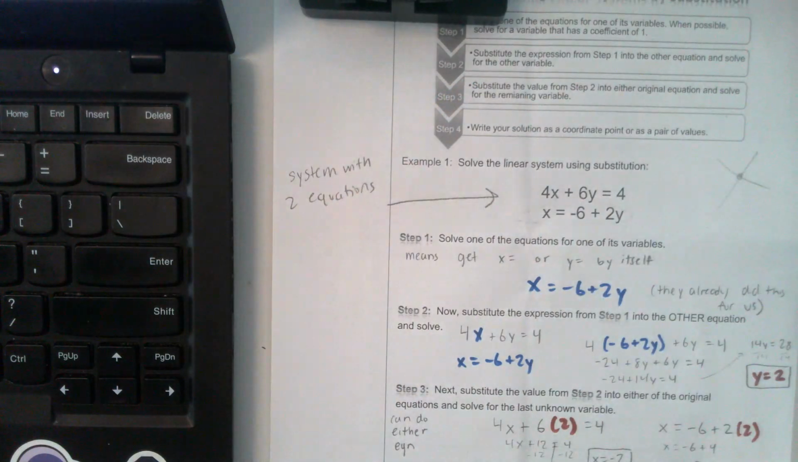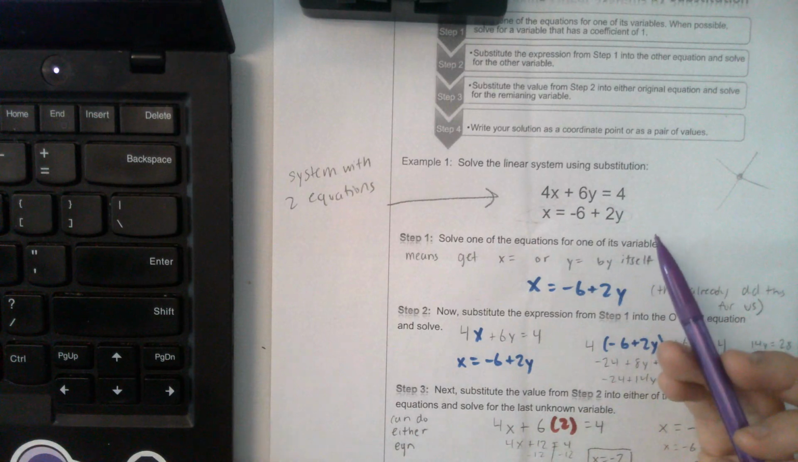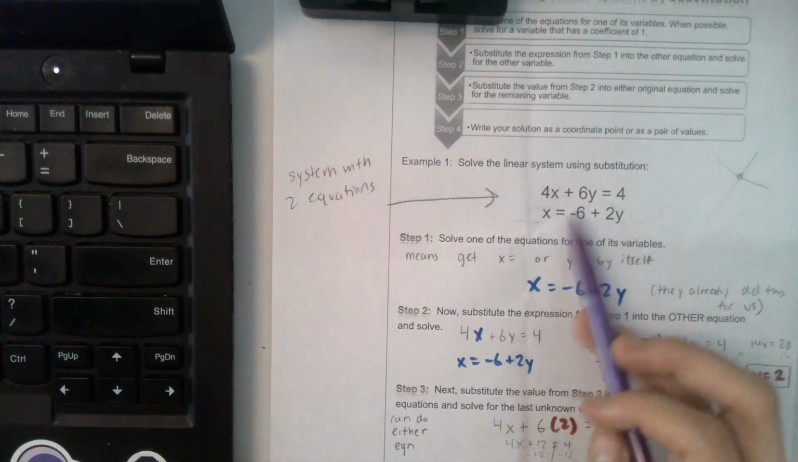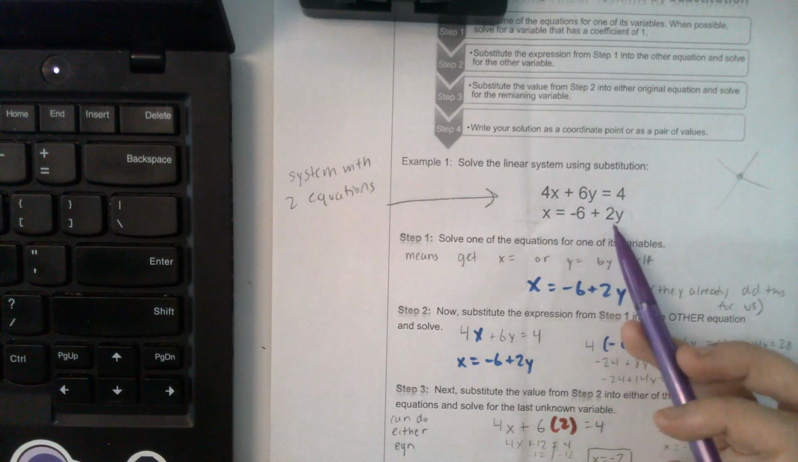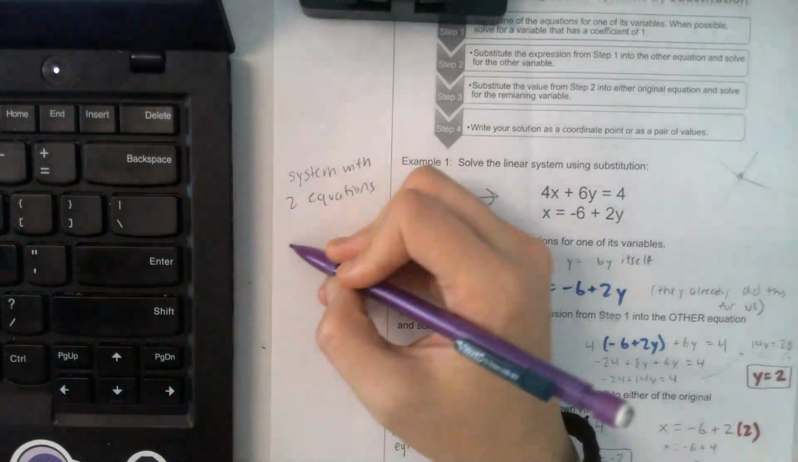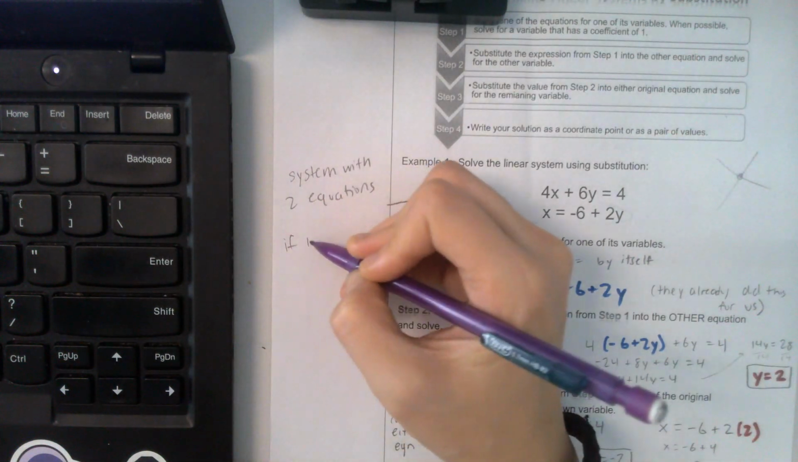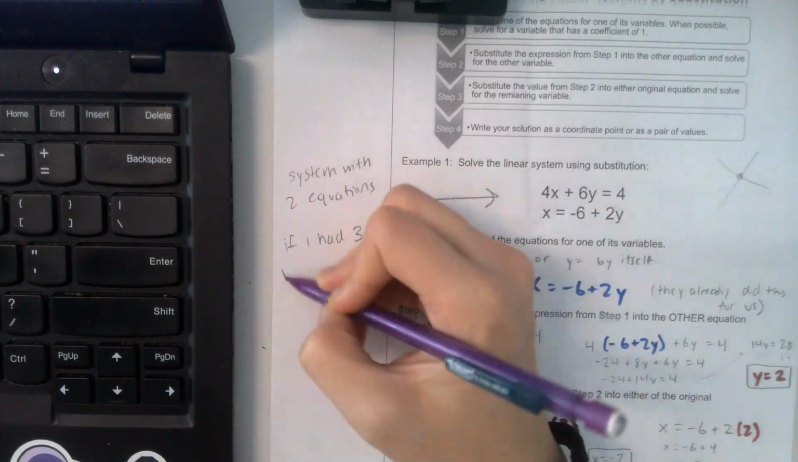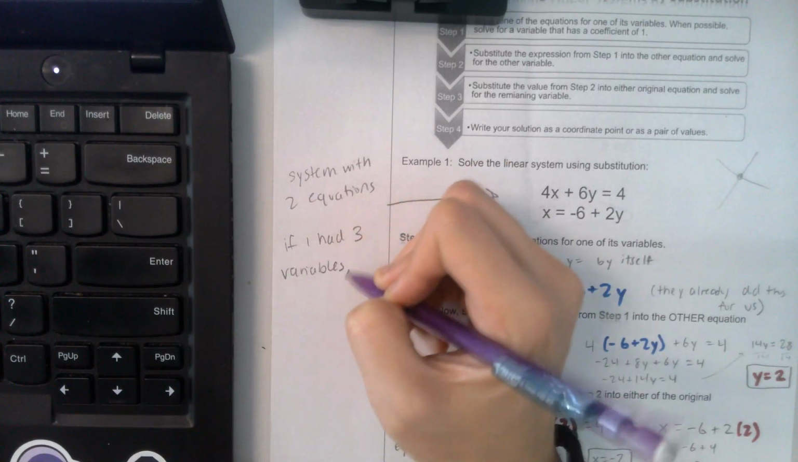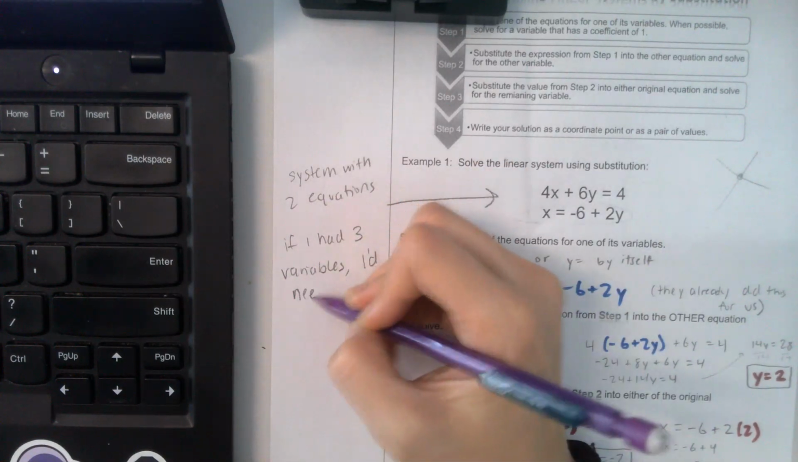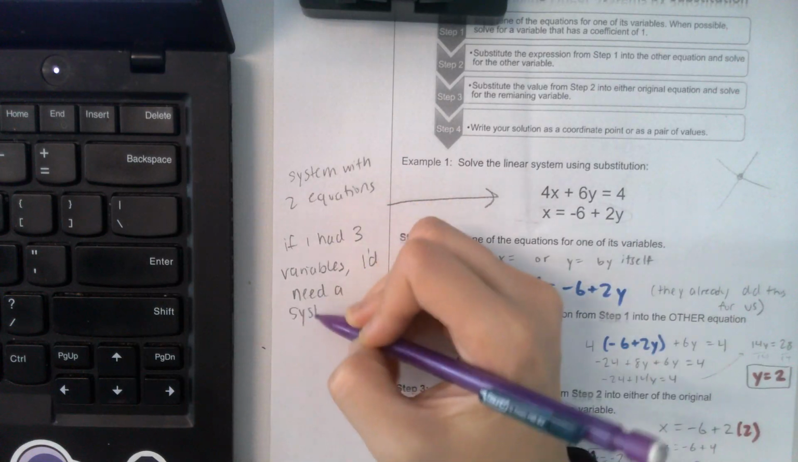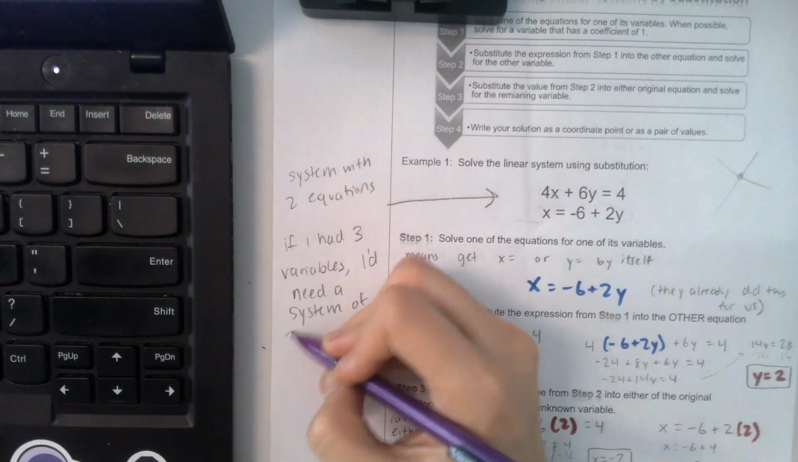If I had 3 equations, a system with 3 equations, there'd just be another equation, right? So however many variables there are is how many equations you need to solve, right? So if I had 3 variables, I'd need a system of 3 equations.